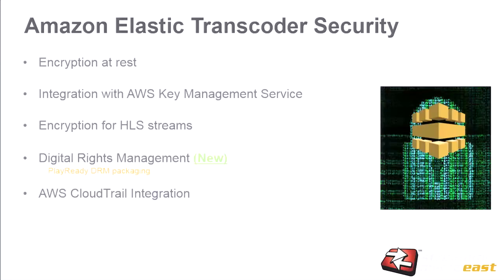From a security perspective, Transcoder supports encryption at rest, so it can get your encrypted files from Amazon S3, decrypt them, supports both client-provided as well as server-provided keys, encode the files and then encrypt them again and put them back into an Amazon S3 bucket. So encryption is totally supported with Amazon Elastic Transcoder.